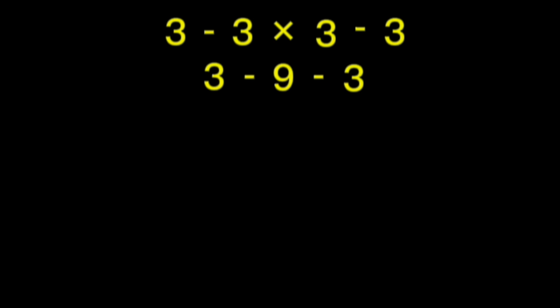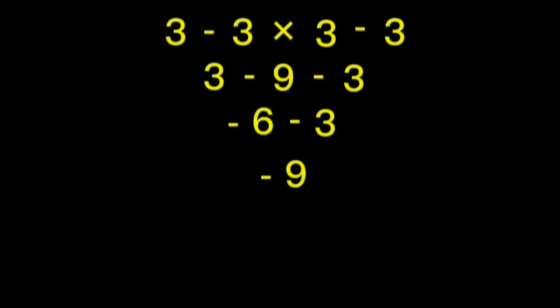All right, let's continue. We now have 3 minus 9. To understand this better, let's use a number line. Start at 3. Now we subtract 9, which means we move 9 steps to the left. We land at negative 6. So 3 minus 9 equals negative 6. Now bring down the minus 3. We now have negative 6 minus 3. We land at negative 9. So the final answer is negative 9.